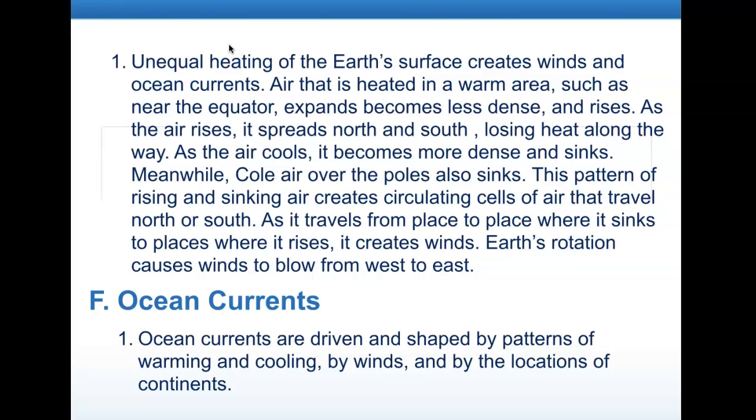Ocean currents. An oceanographer might say that ocean currents would flow around the world in much the way global winds do, but those pesky continents get in the way. Ocean currents are driven and shaped by patterns of warming and cooling, by winds, and by locations of continents. Prevailing winds blowing over the ocean surface create currents that profoundly affect the weather and the climate.